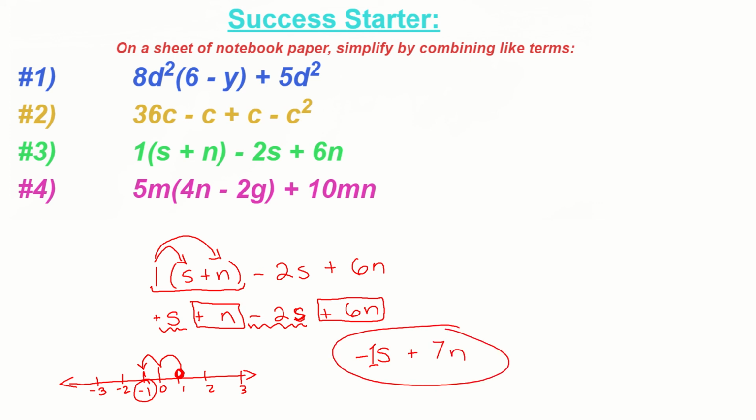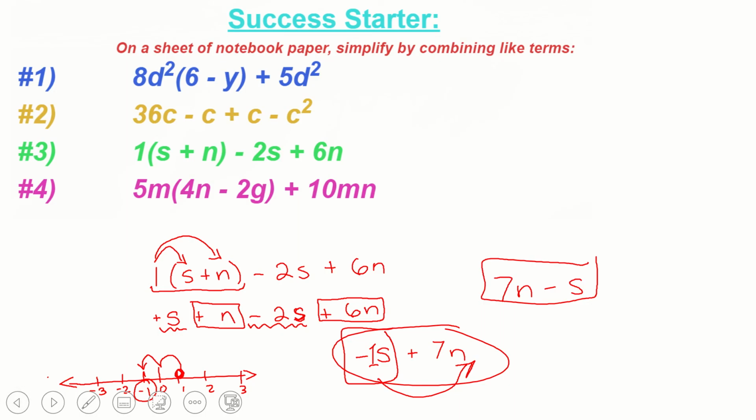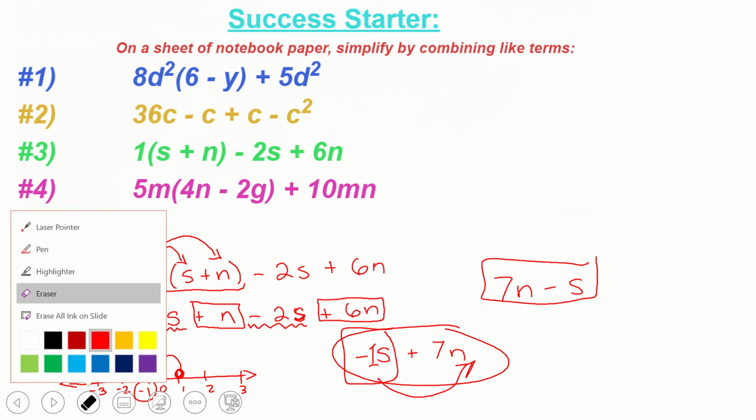So this is my final answer. You could write it in 2 ways. One, negative S plus 7N, or you could write it as 7N minus S. That's another way to write it. Because notice I just took this minus S and just put it over here. Okay, so let's look at the next one. Number 4, or our last one.